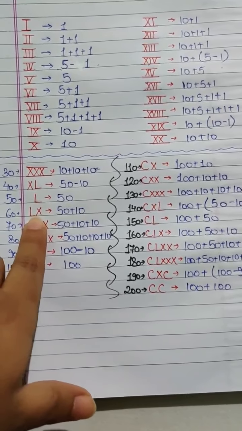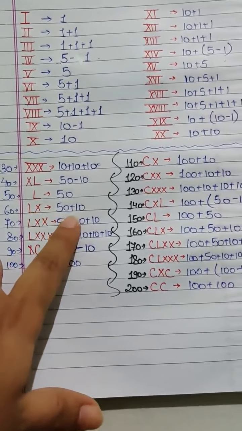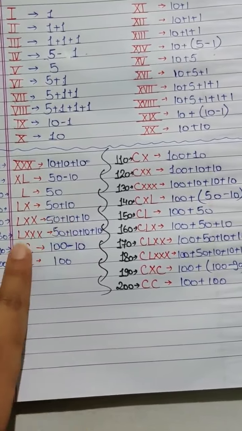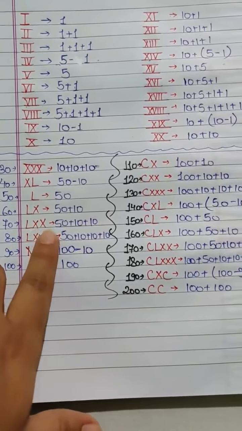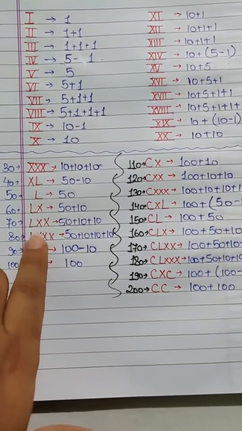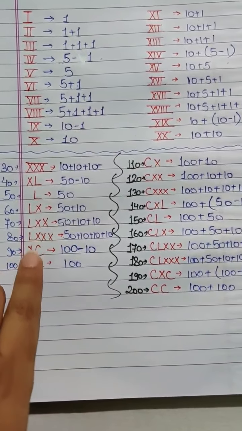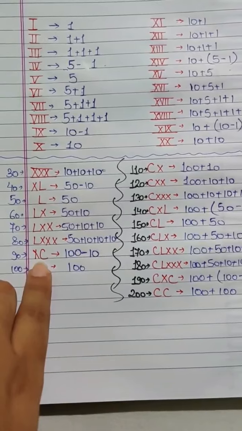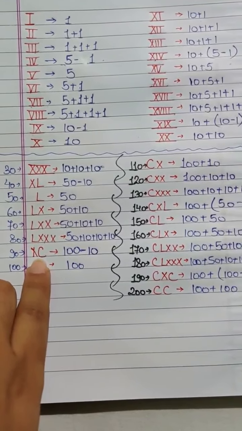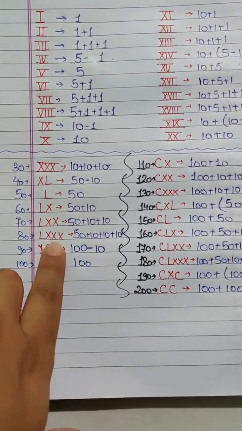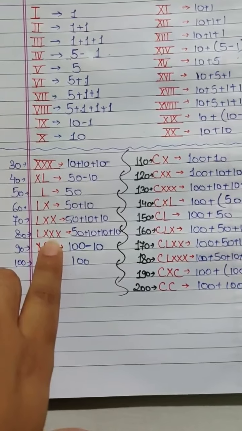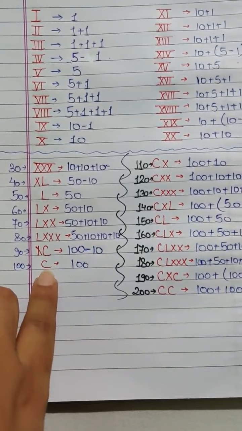X will be in front of the symbol of 50 because we have done addition here. Okay, then 70. 50 + 10 + 10. Then 80. 50 + 10 + 10 + 10. Then 90. We don't know the sign of 90 but we have to make it. How? Here also we have done 3 X's. Now we cannot proceed more than this, right? So C, we know the sign of 100.